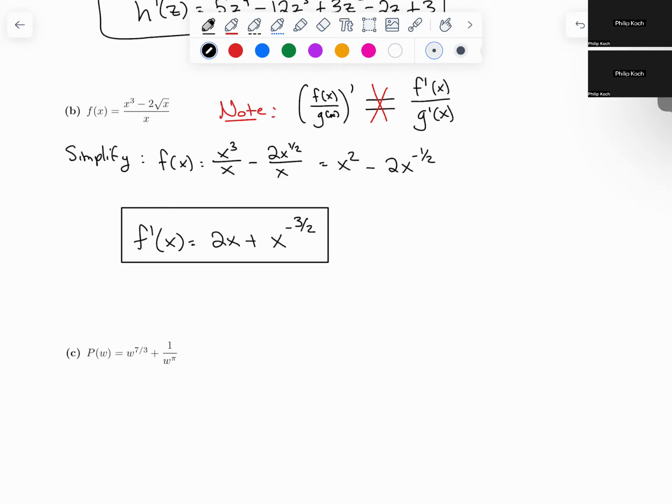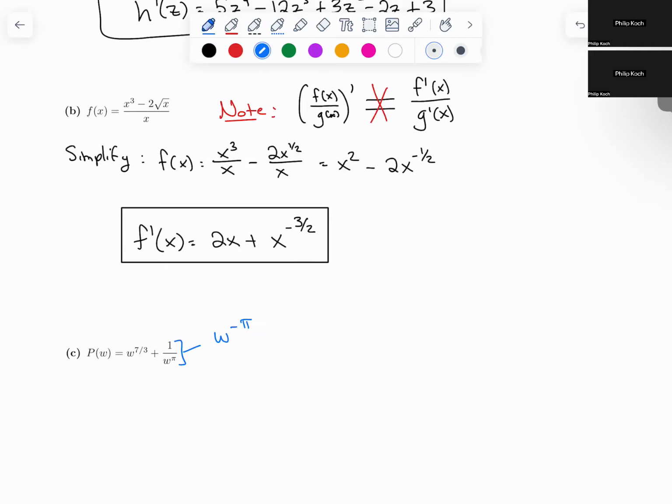This last one, w to the 7/3 plus 1 over w to the pi. So we didn't have a rule about 1 over w to the pi, but remember this is the same thing as w to the negative pi.